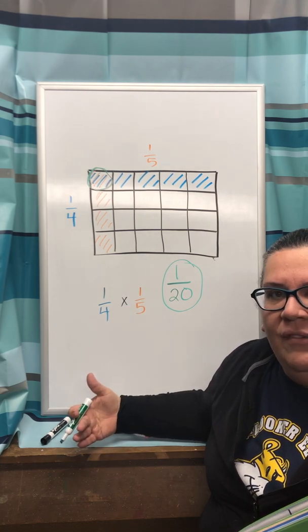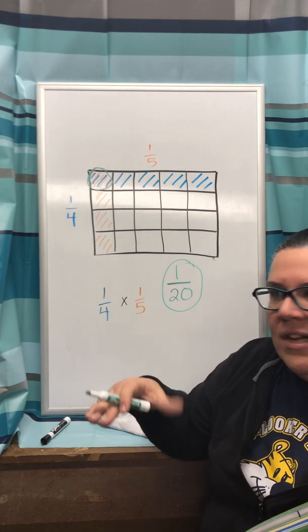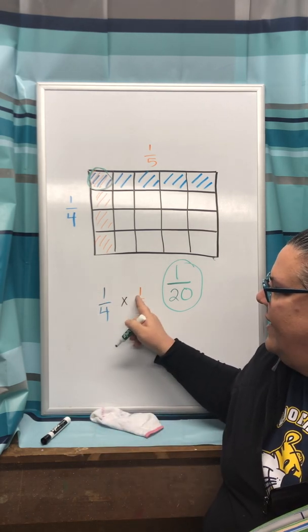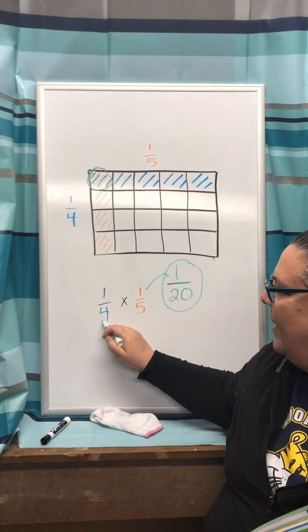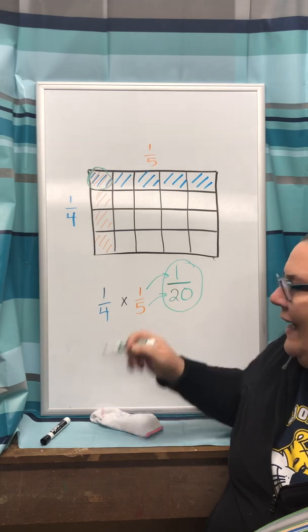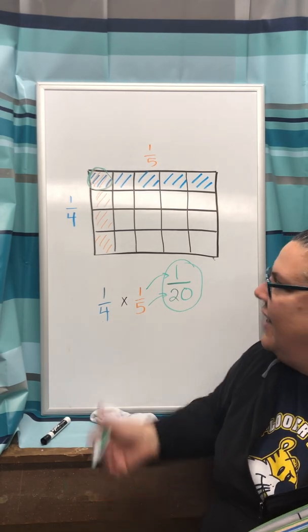Now, if you look at the actual problem down here, and I'm not using the grid this time, think about what we've been doing for the first couple of lessons. We said we're just multiplying everything straight across. So if I multiply 1 times 1, I get 1. If I multiply 4 times 5, I get 20. That's where my 1/20 comes from.